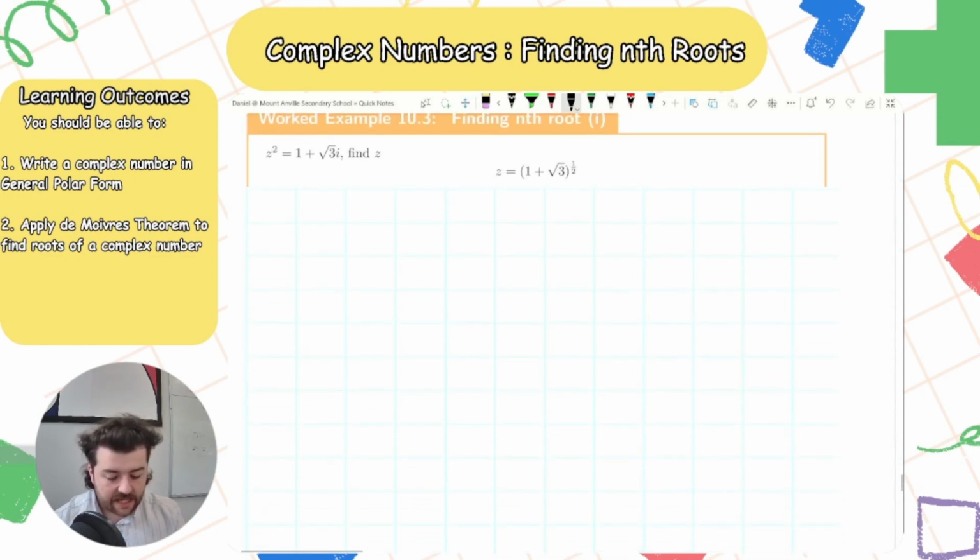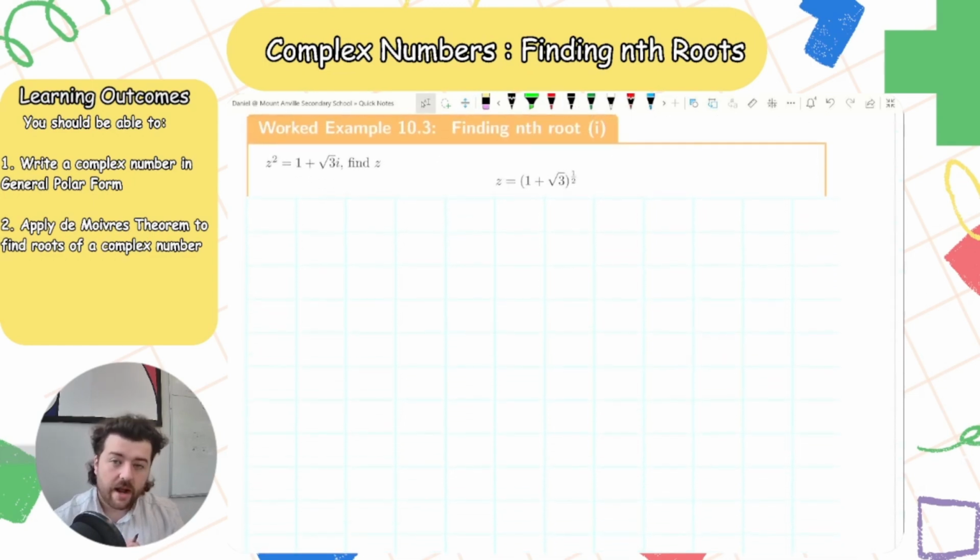So let's look at this example here. z squared is equal to 1 plus root 3i. Find z. So z is equal to 1 plus root 3i all to the power of a half. So I'm finding the square root. I take the reciprocal of this 2, so this 2 here is going to become a half here.